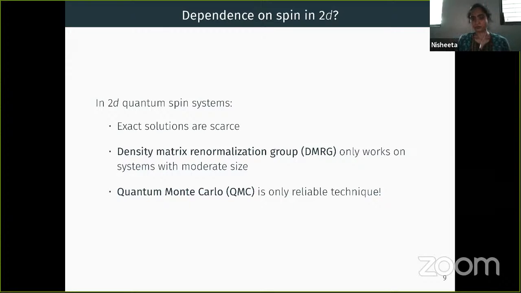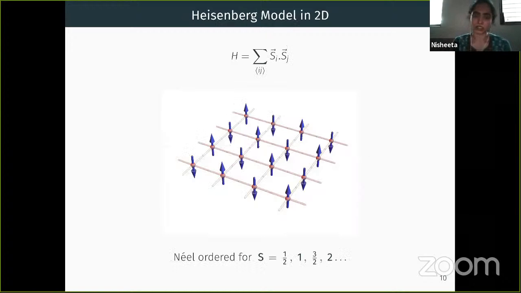Quantum Monte Carlo is a very reliable technique, the most reliable technique, but it has a drawback. You can only simulate models that don't suffer from the sign problem. And I will talk about that later. Before that, I will talk about some well-established results in two dimensions now.